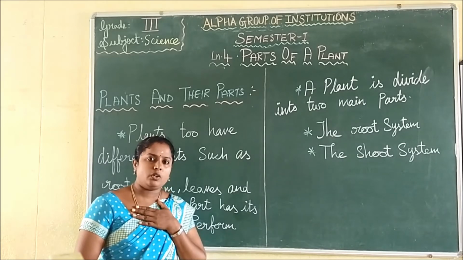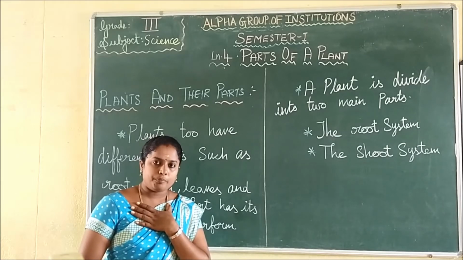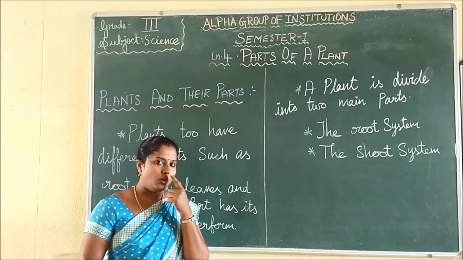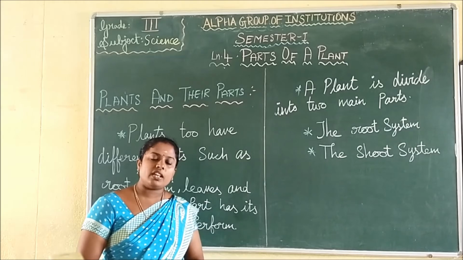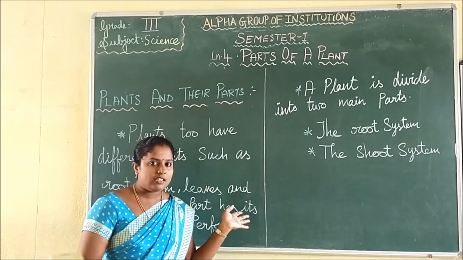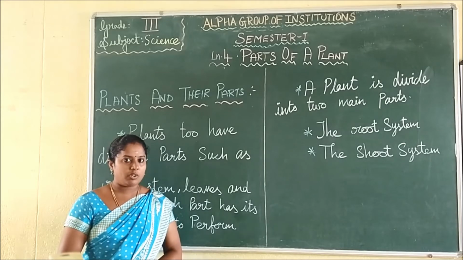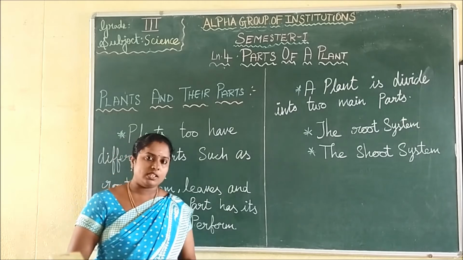If we take human beings as well, what are the parts of our body? We can tell the parts of our body: eyes, head, nose, mouth, ears, hands, legs, many we can say. Likewise, the plants also have different parts. We can also name the parts of the plants. Now we'll see what are the plants.